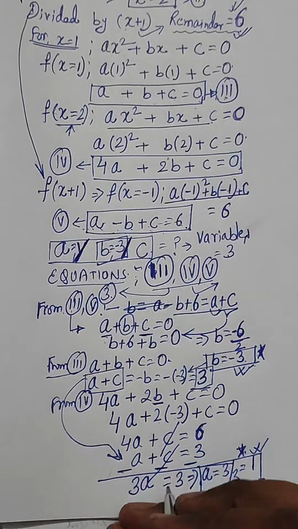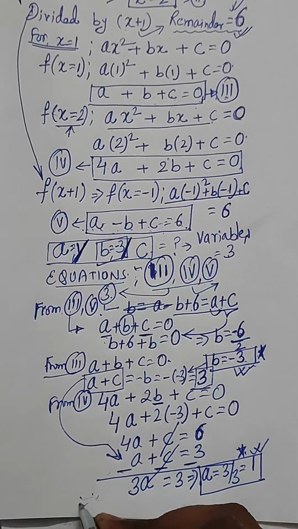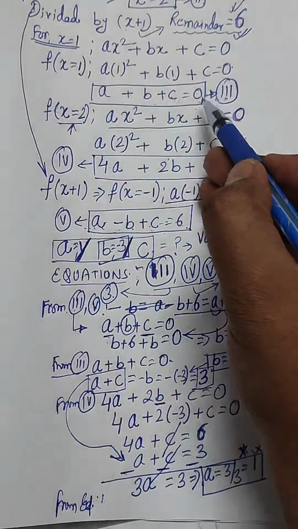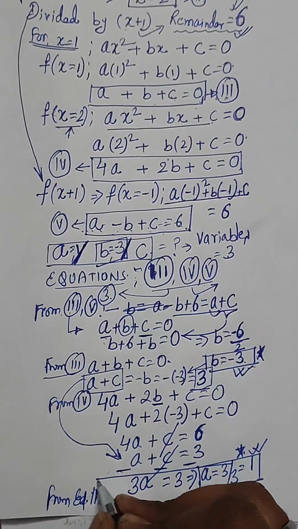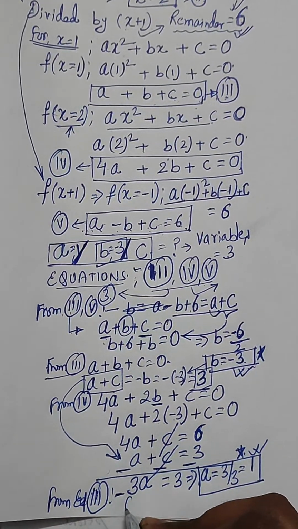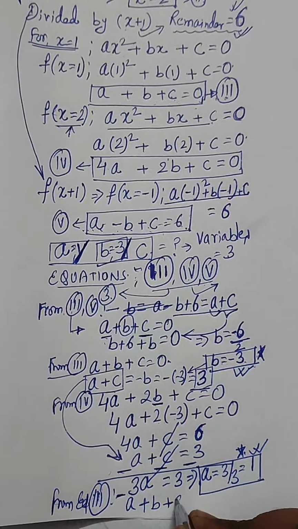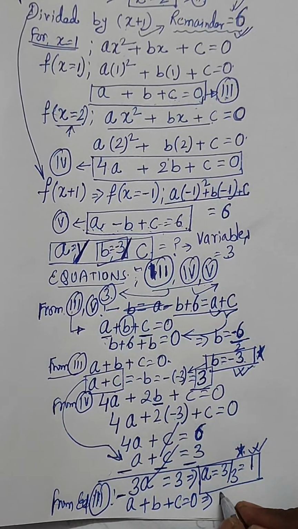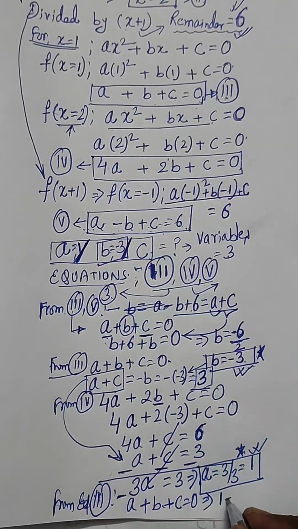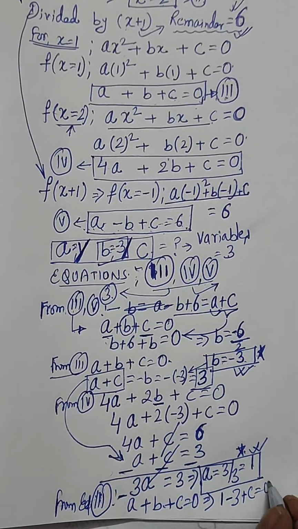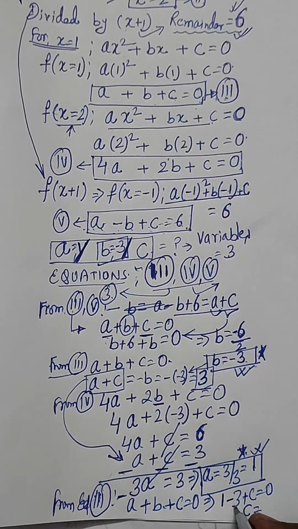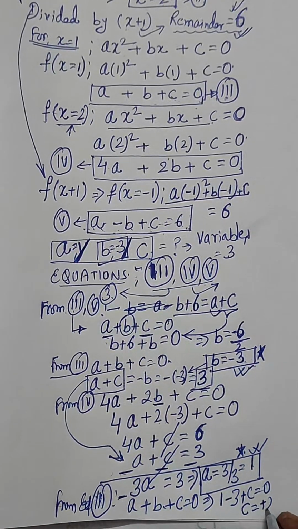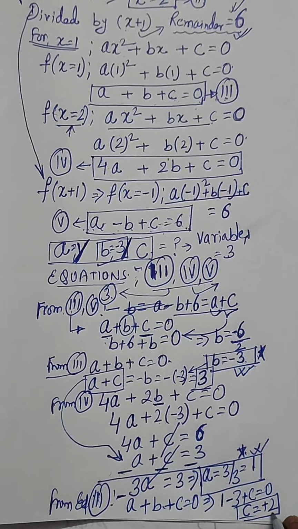Then we can say that from equation number 3, A plus B plus C is equal to 0. That means putting the value of A as equal to 1, B as equal to minus 3, plus C is equal to 0, this will give you the value of C as equal to minus 3 plus 1, that is minus 2 going into the RHS, plus 2. So C is calculated as equal to plus 2, my dear friends.